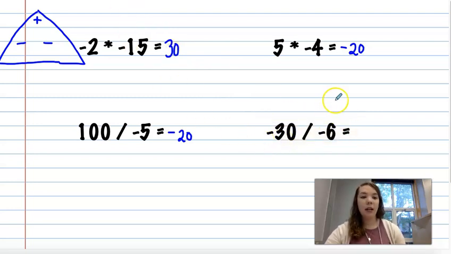-30 divided by -6, I have 2 negatives, so my solution is positive. 30 divided by 6 is 5. Okay, again, hopefully that's a review for you. If not, that's okay. We just need to get it taken care of now before we move on.